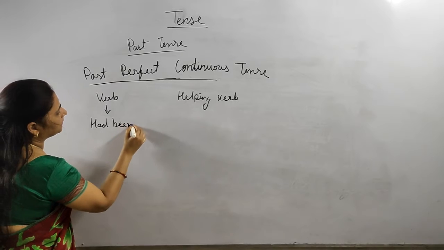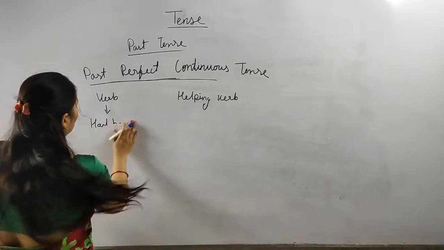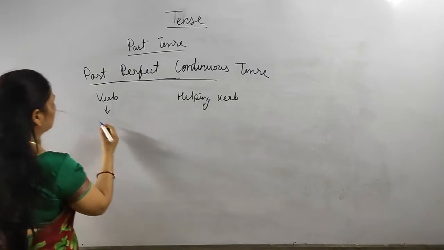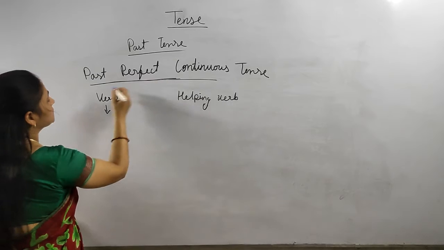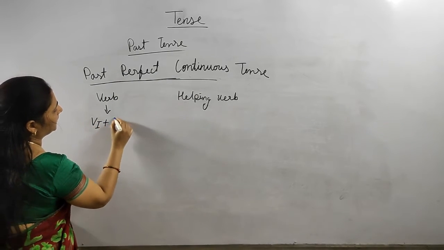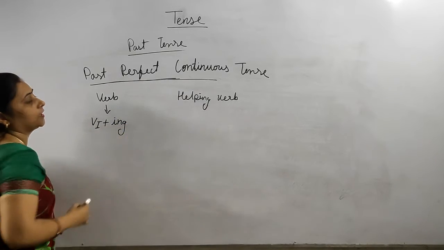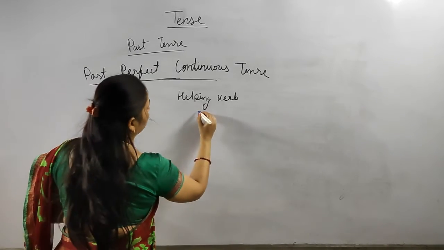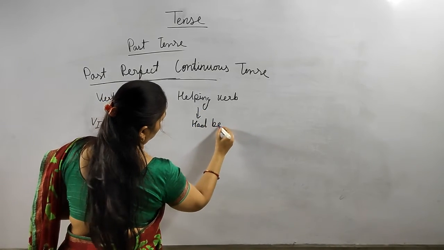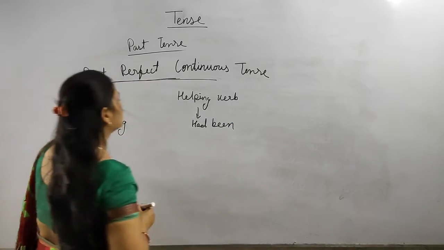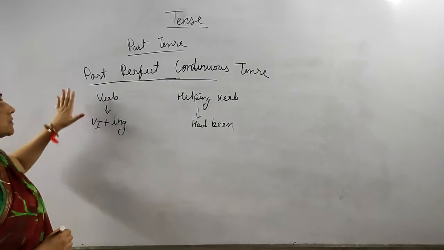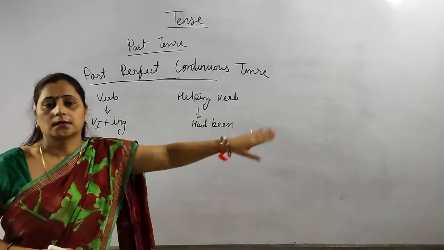Had been. Sorry, not had been. First form of the verb. Had been will be the helping verb. Which verb we will use? The first form of the verb plus ing form we will use, and the helping verb had been we will use in this tense, past perfect continuous tense.